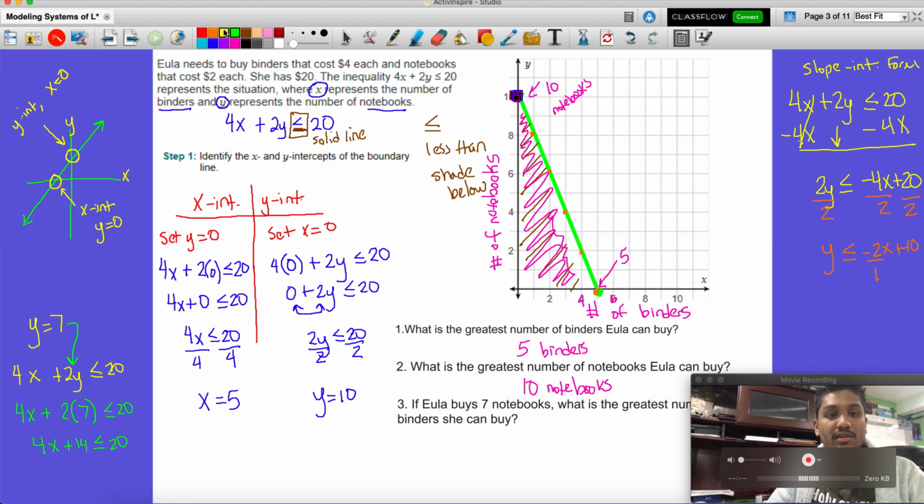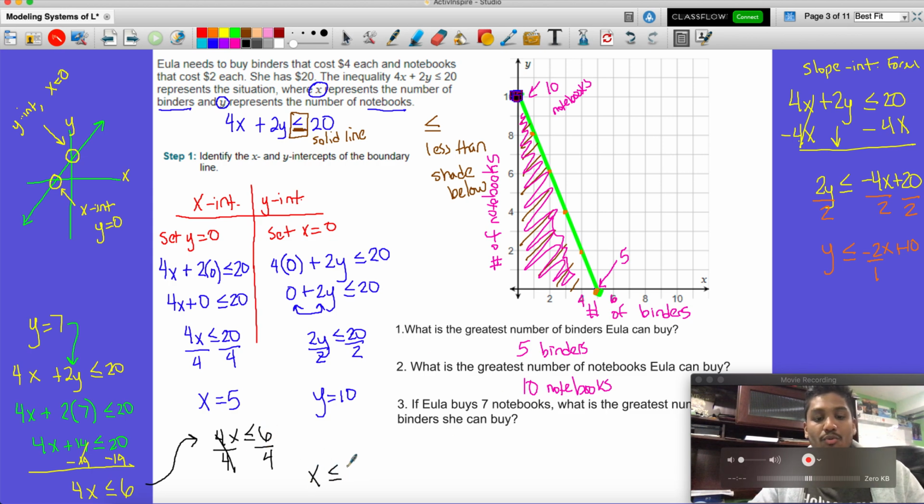Okay, continuing this, we're going to subtract 14 from both sides. So 4x is less than or equal to 6. If we were to continue solving for x, we get that x is less than or equal to, now when you put this in the calculator, this actually becomes 1.5.